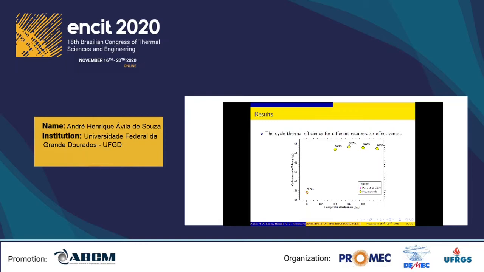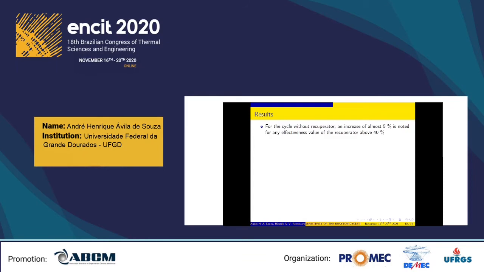The results for the thermal efficiency of the cycle, varying according to the various effectiveness of the recuperator, are shown in figure 3. When the recuperator is added, the thermal efficiency of the cycle rises since part of the energy that would be wasted is used to heat the compressed air. The square marker represents the result obtained by Ferro, using the same modeling considering combustion, but without the recuperator. An increase of almost 5% is noted for any effectiveness value of the recuperator above 40%.